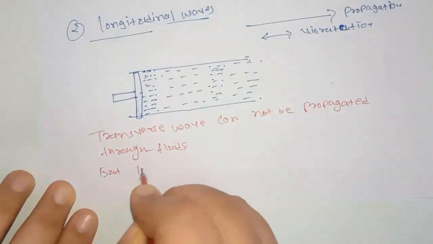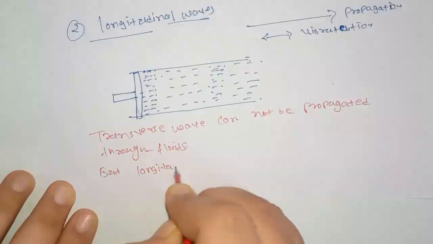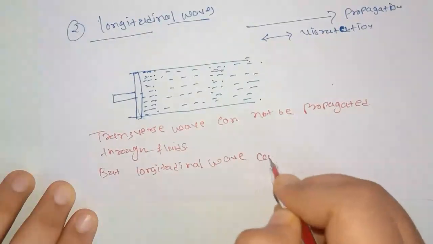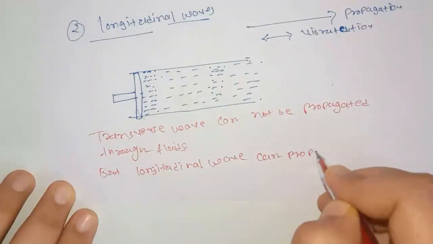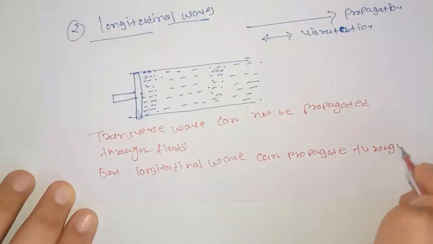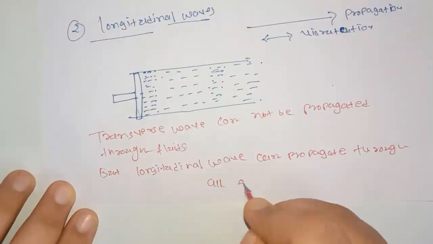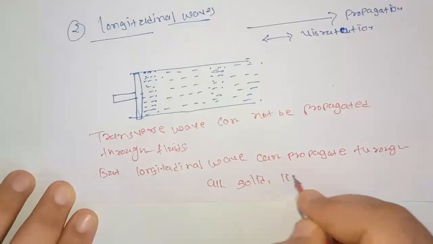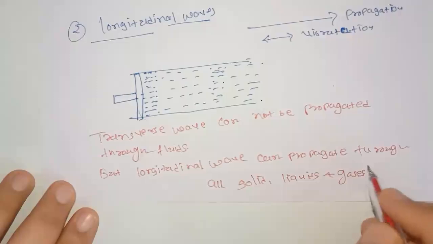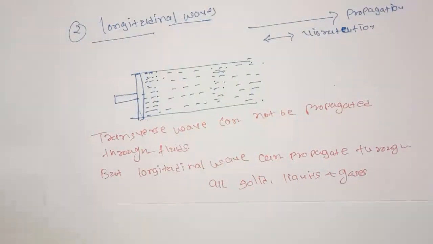But the longitudinal wave can propagate through all solids, liquids, and gases. So transverse waves are present in solids only, but the longitudinal waves are present in all solids, liquids, and gases.